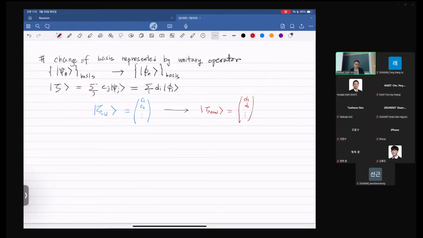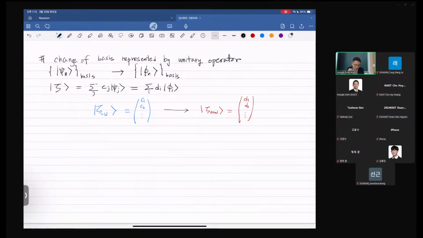And then the question is, okay, how are you going to relate the CIs and DIs? They're not random. They are related by some relationship. How do I find it? So that's the question.